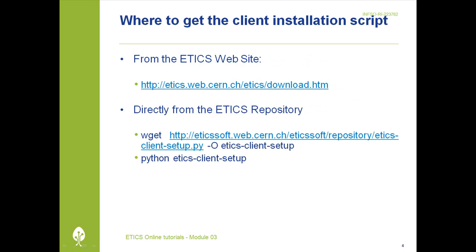The recommended way of installing the client is by using the client installation scripts that can be found on the ETICS website or directly on the ETICS repository. This script installs the client from source, and it is therefore recommended for installation on any type of platform. Alternative packages like RPMs and Debian files are also available.